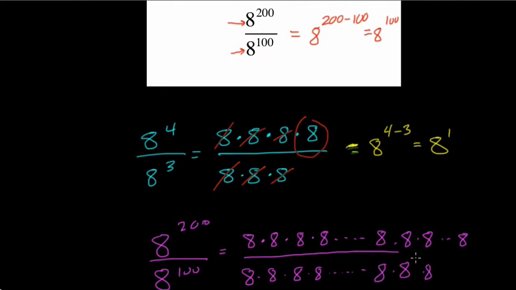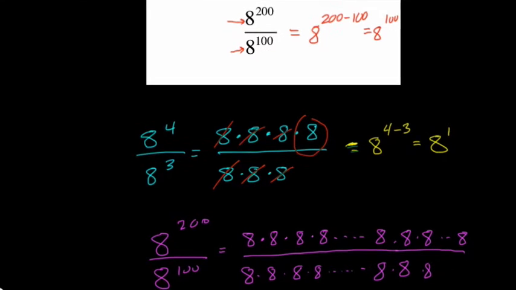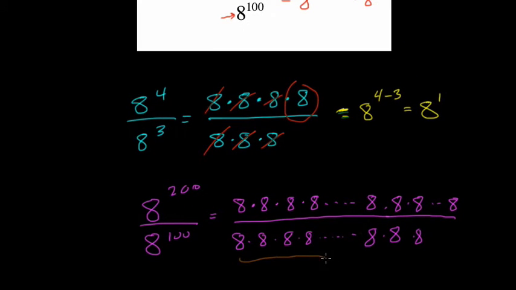Okay, this is just my notation saying that, let's say, this group of 8s right here represents 100 8s, matched by these 8s up here. And then there are another 100 8s here left over, another 100 8s.